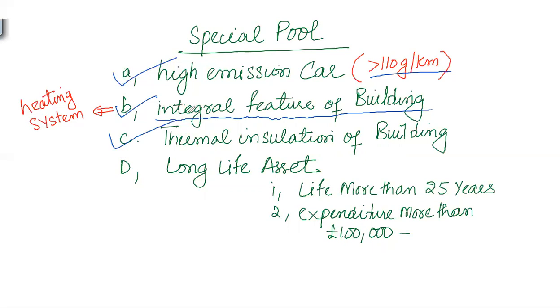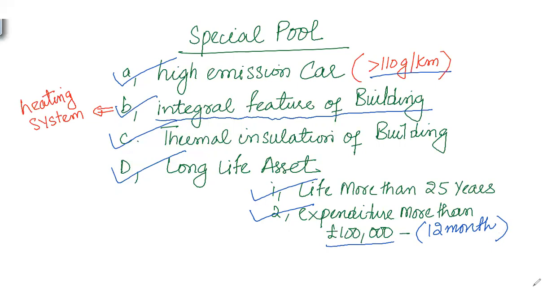The third item is thermal insulation of a building. If any expenditure is incurred on the thermal insulation of a building, that is to be considered a special pool item. And the fourth one is long life assets. If any plant and machinery purchased is considered a long life asset, that would be part of a special pool. Two things you have to identify: first, the life should be greater than 25 years, and the expenditure should be more than 100,000 for a period of 12 months. If this condition is satisfied, then the asset becomes a long life asset, and a long life asset will always be part of a special pool item.